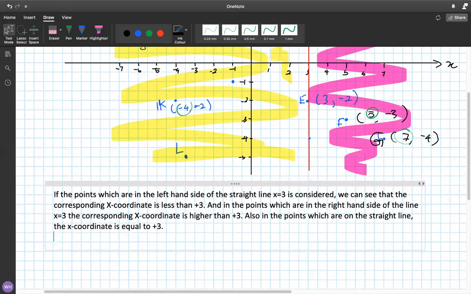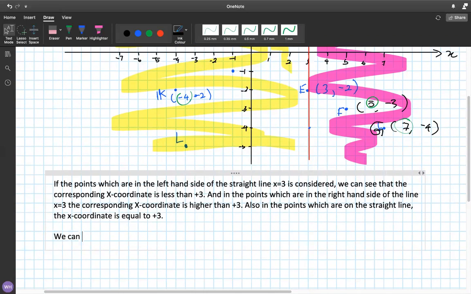Okay, right, in the next line, we can use the above principle to find the regions on Cartesian planes.